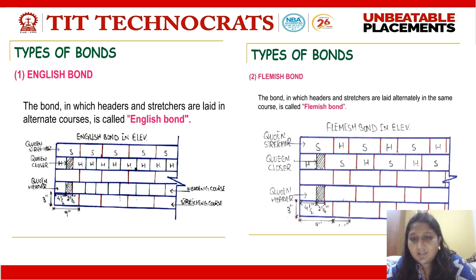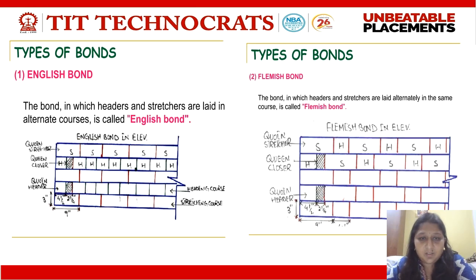But the rule again tells me to break the bonds, or to break the joints in one line. Hence, whenever the course is starting, whenever the layer is starting with a header, we need to provide a queen closure after it so that the joints are diverted.